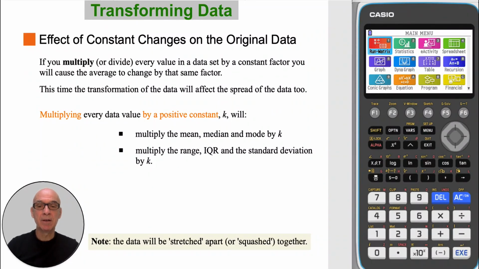If you multiply or divide every value in a data set by a constant factor, you will cause the average to change by that same factor. So the data will either be stretched further apart or squashed closer together. This time, the transformation of the data will affect the spread of the data too. Multiplying every data value by a positive constant k will multiply the mean, the median, and the mode by k, and will also multiply the range, the interquartile range, and the standard deviation by k.